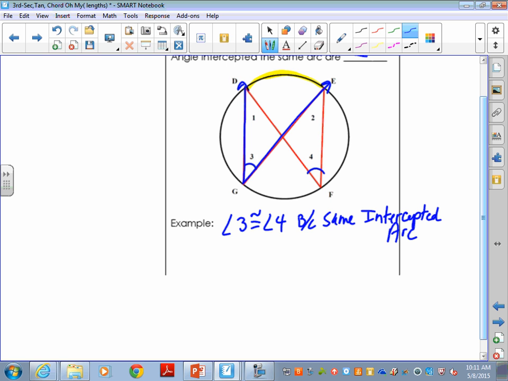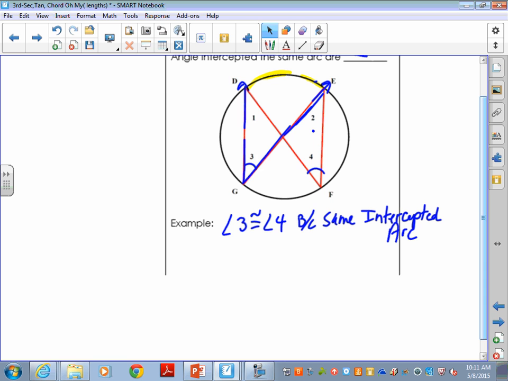This angle 4, DE is the intercepted arc. And then if I look at angle 3, it's the same intercepted arc. So would that make those two chords parallel? Would it make them parallel? Yes. If I knew the distance between them... I know that arc is the same, I still would need to know the distance between them is the same. Okay.